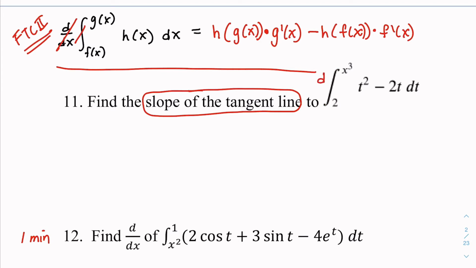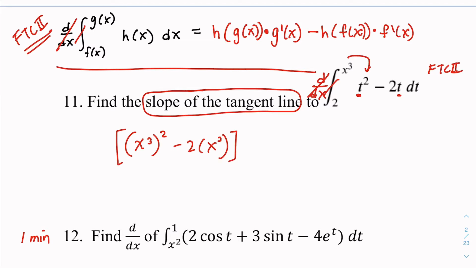So coming back to our problem, find the slope of the tangent line to this integral. So what are we going to do? We're going to show the slope of the tangent line by writing the derivative. Notice that the derivative and the integral cancel, and then we'll use FTC2 here. So let's plug in the top function everywhere we see a variable. So we're going to write x cubed squared minus 2 times x cubed. And this entire expression will be multiplied by, don't forget the chain rule, 3x squared, which is the derivative of the upper limit.